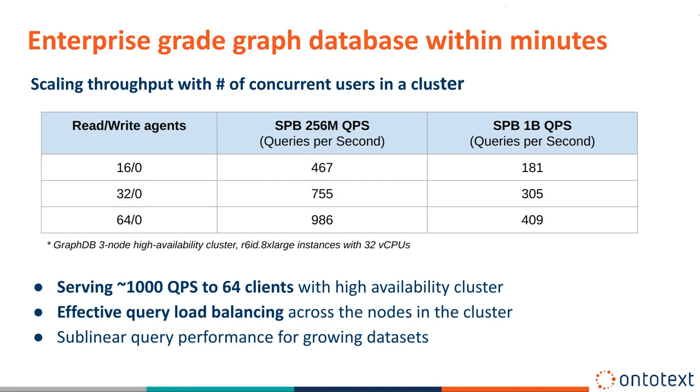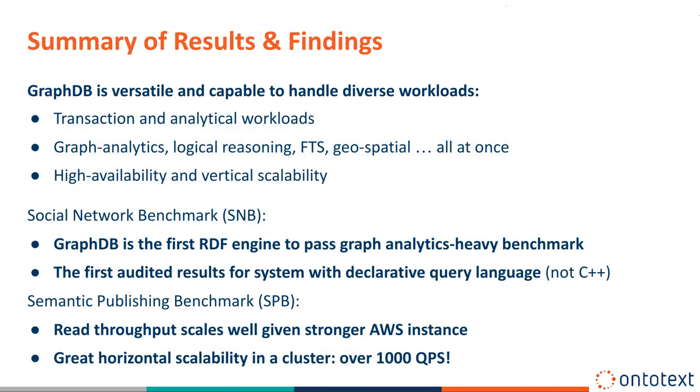On top of that, we managed to achieve high availability and fault tolerance at the same time while serving 1,000 queries per second. And that takes into account the fact that the SPB benchmark in itself compares various bottlenecks, including full text search, full scan queries, and so forth. So, Nasu, I pass over to you. Yeah, let's wrap up because we're a bit ahead of time.